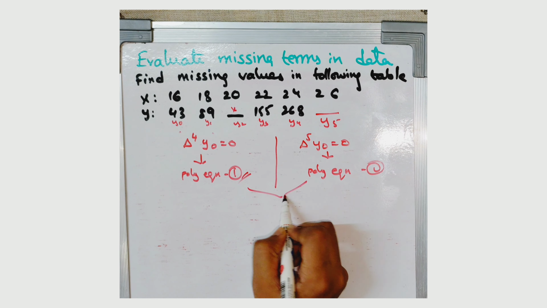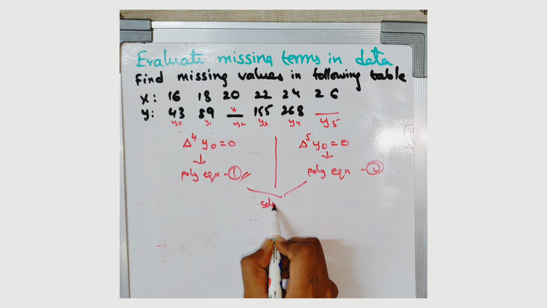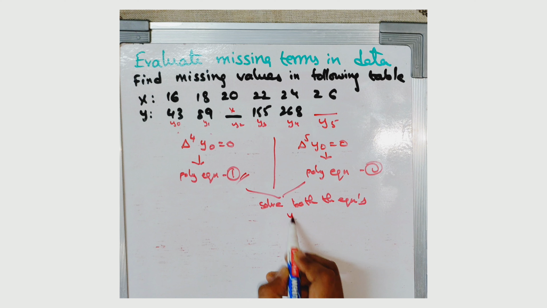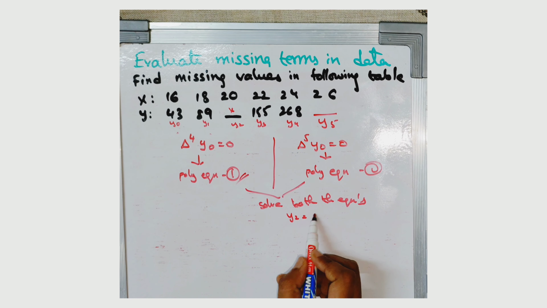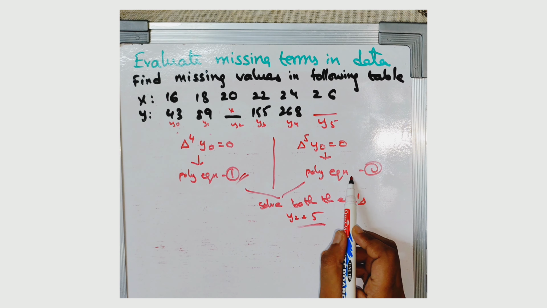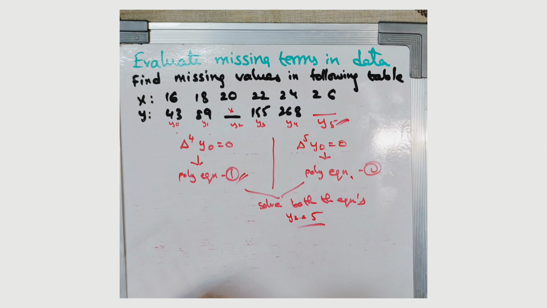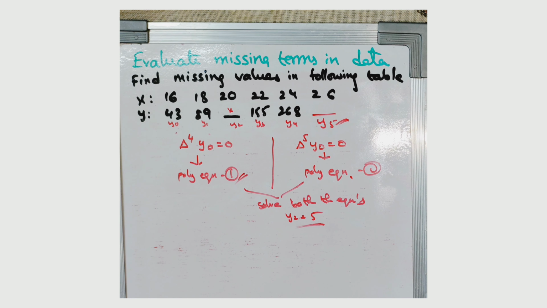Again you will get one more polynomial equation. So what you have to do? You just have to solve both the equations. And then you will get one of the values, y2 or y5, right? Suppose you got y2 by solving these both equations, like some value 5. Just substitute in this equation or this equation, you will get y5, right? So in that way you have to solve the case and find the missing values.